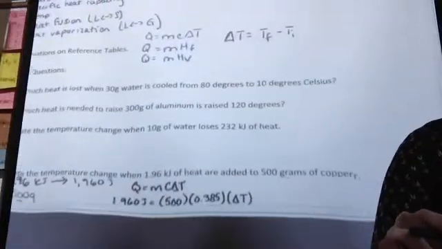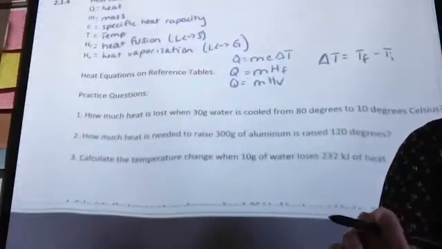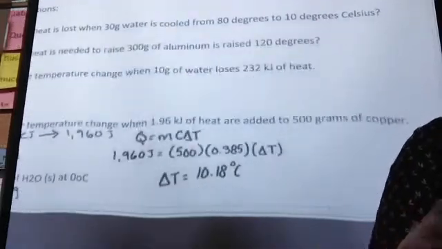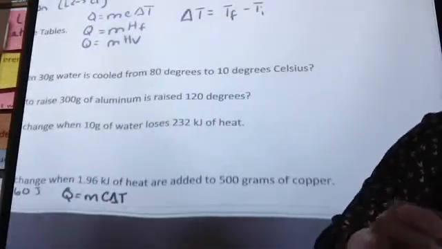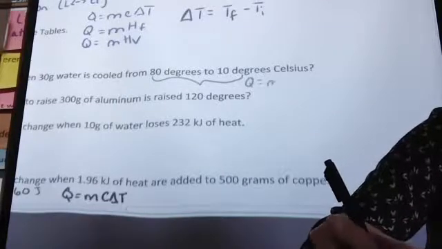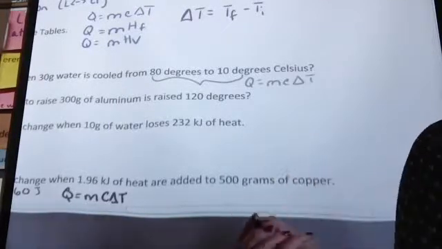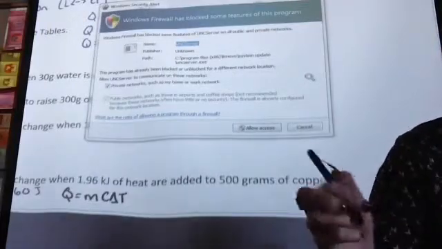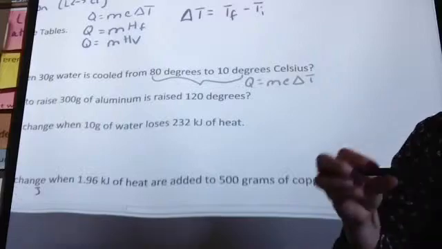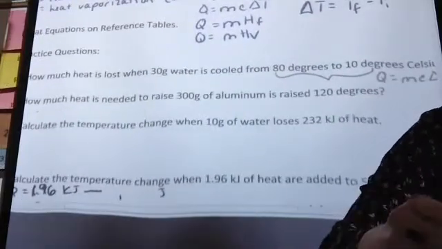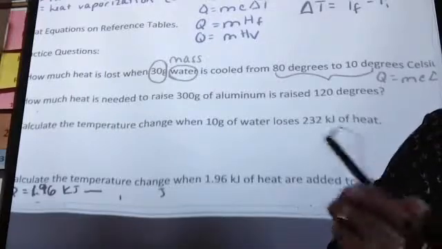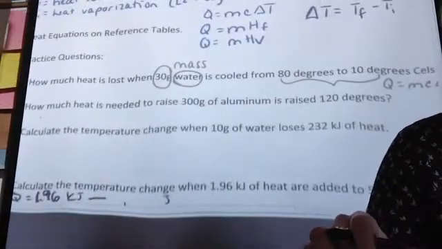The first practice question: how much heat is lost when 30 grams of water is cooled from 80 degrees to 10 degrees Celsius? Well, by changing the temperature, I know that I'm using Q equals mc delta T. This is not a phase change, this is a temperature change. 30 grams is the mass. And I'm dealing with water at the liquid state.